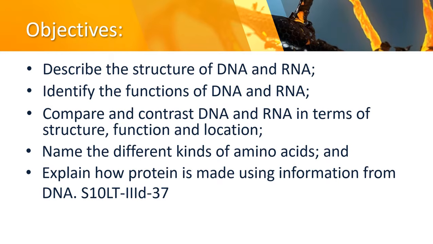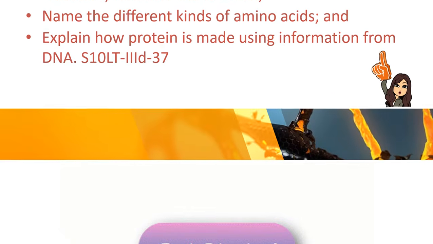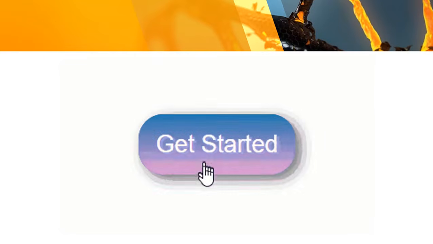At the end of the lesson, you are expected to describe the structure of DNA and RNA, identify the functions of DNA and RNA, compare and contrast DNA and RNA in terms of structure, function, and location. Name the different kinds of amino acids, and finally, explain how protein is made using information from DNA. Let's get started!